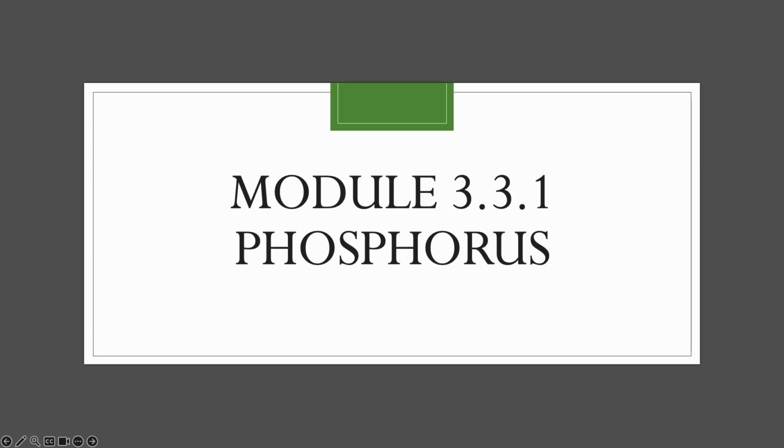This is module 3.3.1. In this module, we'll be discussing phosphorus. And phosphorus is important, much like our nitrogen and our sulfur. If you remember that the numbers on the bag are N, P2O5, and K2O. So we want to talk about those and some of the roles that phosphorus plays in our crop production.